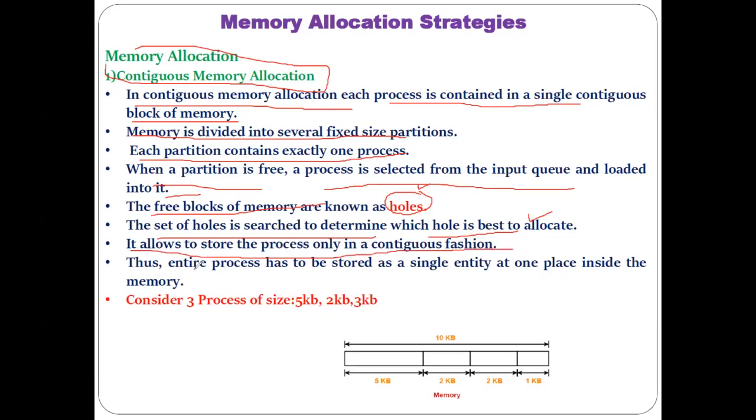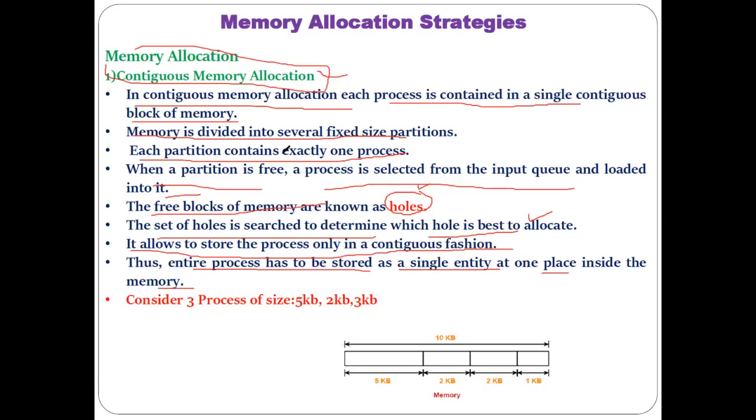It allows storing the process only in a contiguous fashion. The entire process has to be stored as a single entity at one place inside the memory. So contiguous memory allocation is nothing but memory getting allocated to a certain process in continuous mode. You will see that in the example.